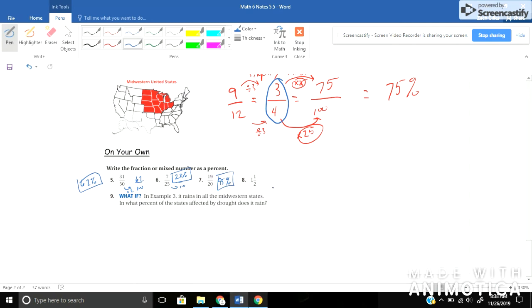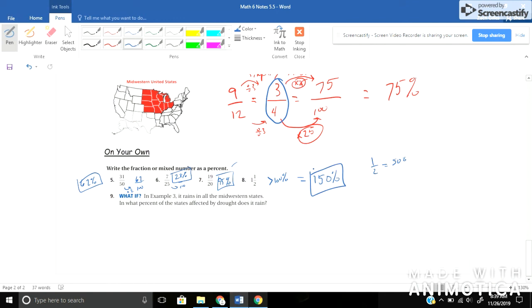And in the last one, we've got 1 whole and a half. So whenever you see that whole, you know that this needs to be greater than 100%. 1, remember, is 100%, and then we have to add on to it a half. Well, 1 out of 2 is 50%. So your total would be 150%.